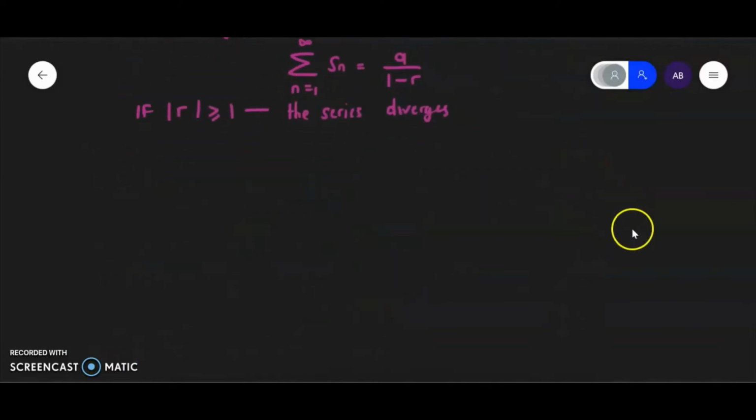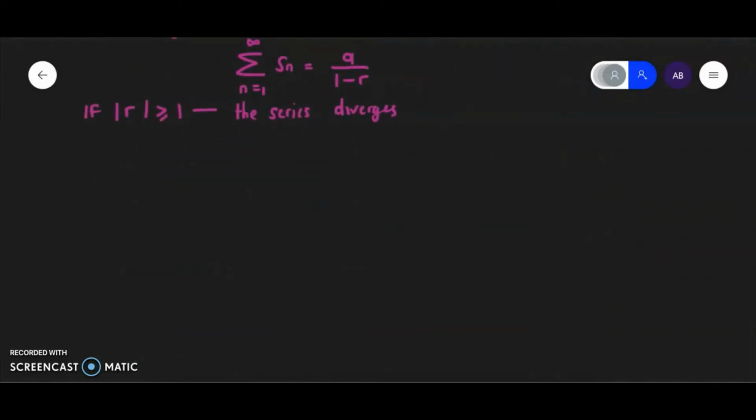Okay, so now let's look at an example related to this. One example can be given as follows. The question says: find the sum of the geometric series.